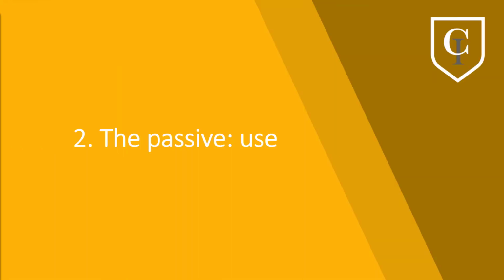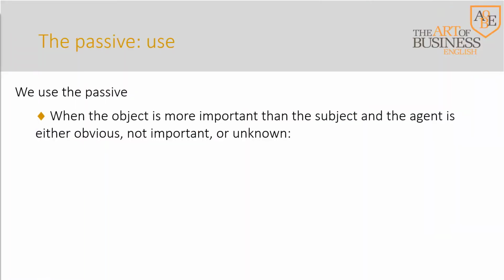Let's look at the use of the passive, which is also important. Now, firstly, we use the passive when the object is more important than the subject, and the agent is either obvious. The agent is the thing that's acting on the object. So, if the agent is obvious to us, for example, the man was arrested. Obviously we don't need to say by the police, because it's obvious that police are the ones who arrest people. So in this case, it's obvious to us that the agent is the police.